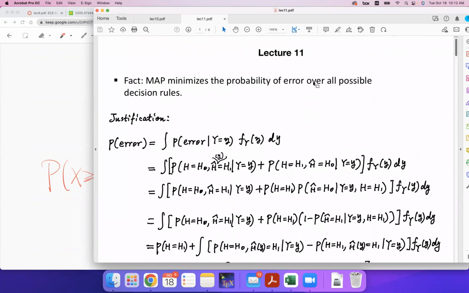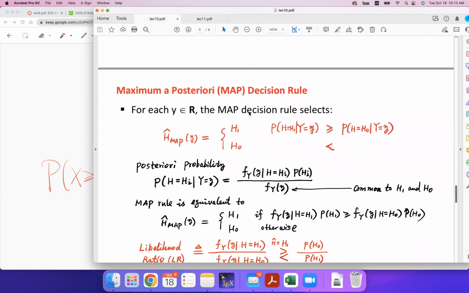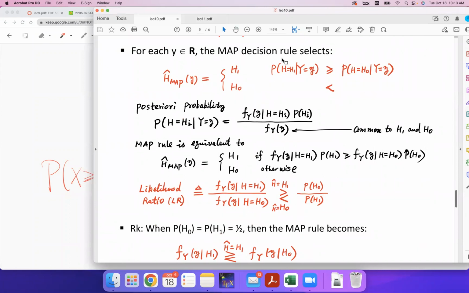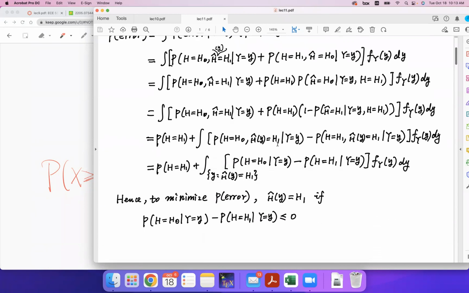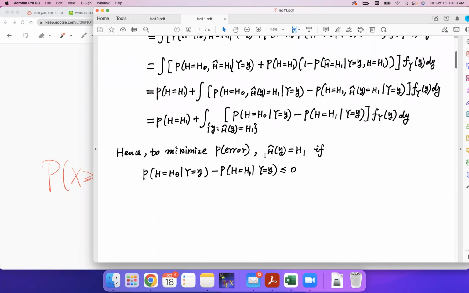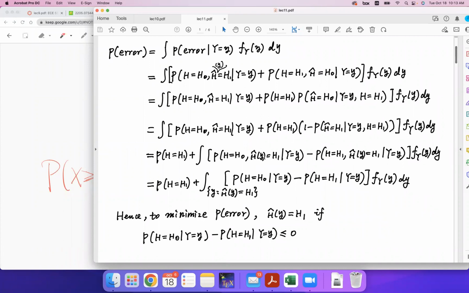And I will not go over this, but in lecture 11, we have a derivation to show that the MAP rule, this decision rule, which is very intuitive, right? We just compare their posterior probabilities. This decision rule actually minimizes the probability of error over all possible decision rules. This is a very strong statement. Among all the possible decision rules, this one minimizes the probability of error. So that's why it is widely used in many communication and radar systems. And this is the justification, which I will not go over. We don't have that time, but if you are interested, take a look at these derivations line by line. Every line in all these derivations, we simply leverage the basic concepts of probability.